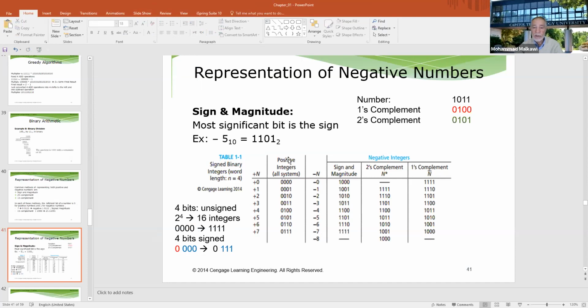And that's what I have here. So if I go to the positive integers, all the possibilities, it's all 4 zeros all the way to 0, 1, 1, 1. These are the positive numbers. All I can represent is from 0 to plus 7. The negative numbers now, if I go here, would be 1, 0, 0, 0, all the way to 1, 1, 1, 1. So this is the 1, 0, 0.